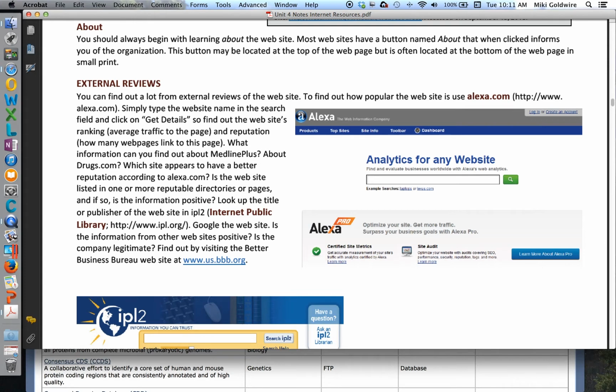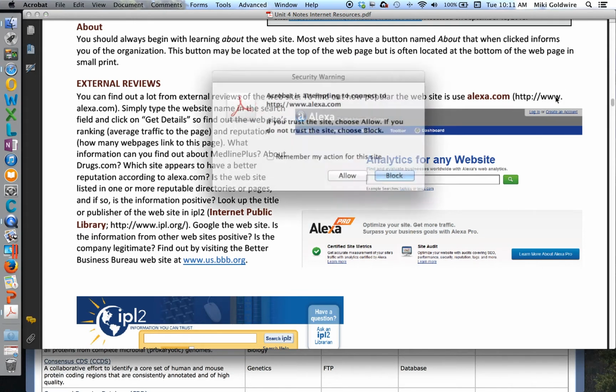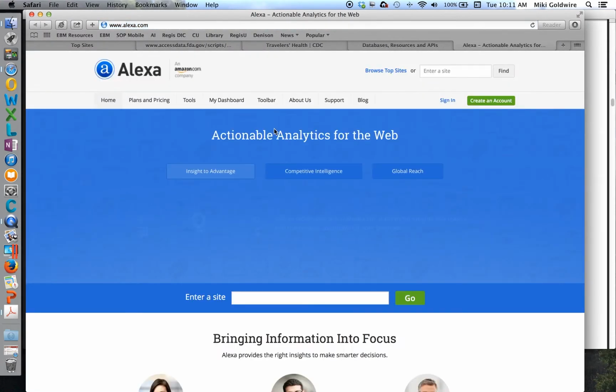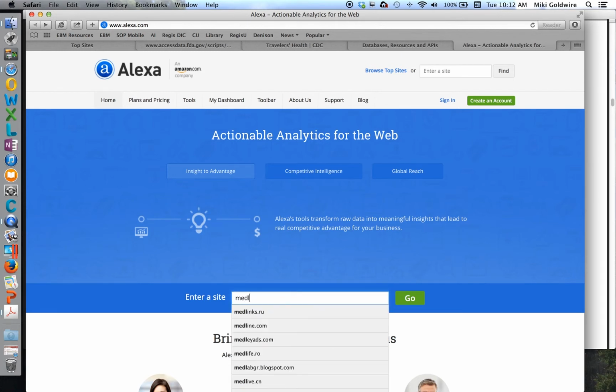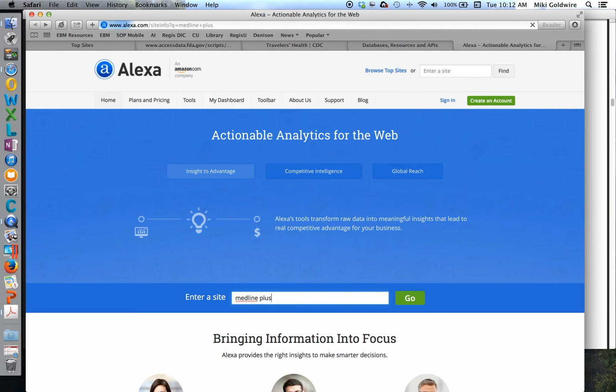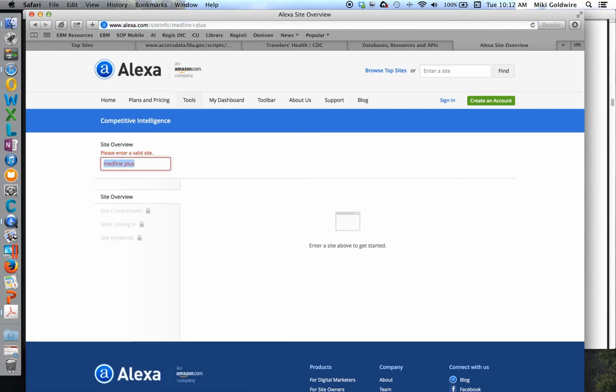So let's go ahead and click on the Alexa.com link. At Alexa.com, you'll notice a search bar. So you just enter the website you would like information on. So let's just try Medline Plus. And it wants a valid site, so www.medlineplus.gov.